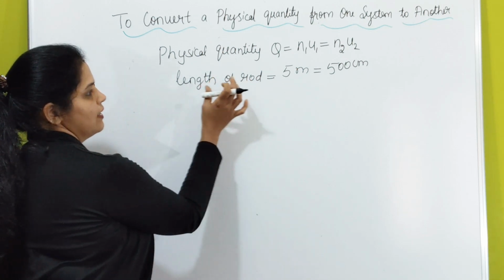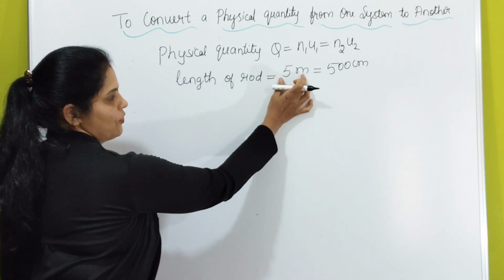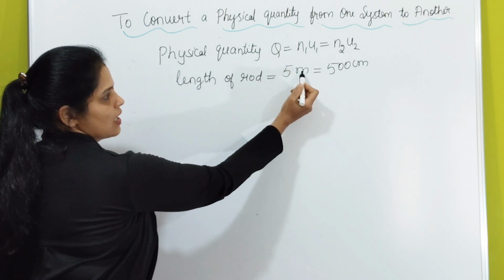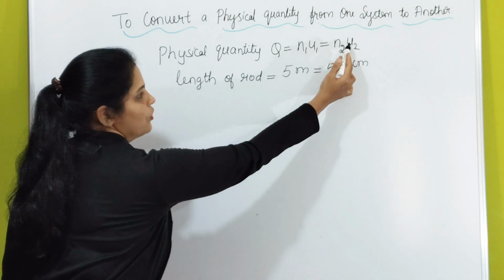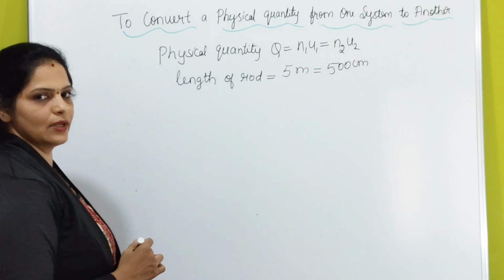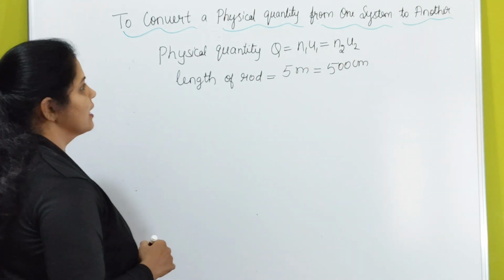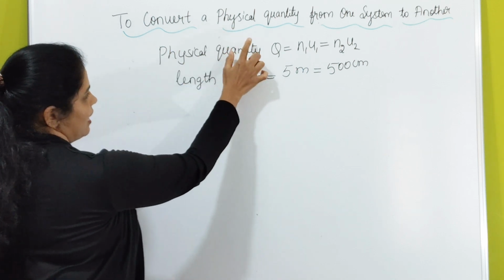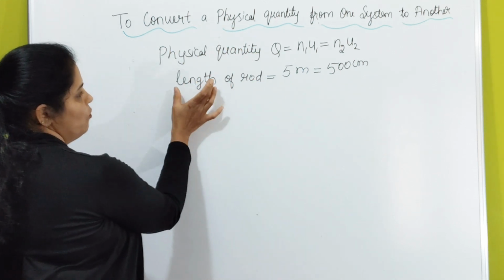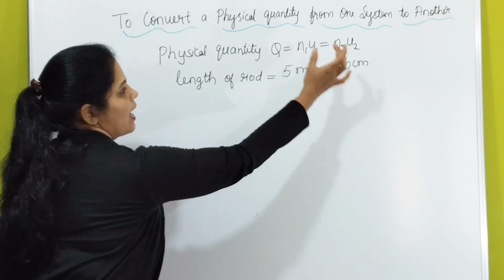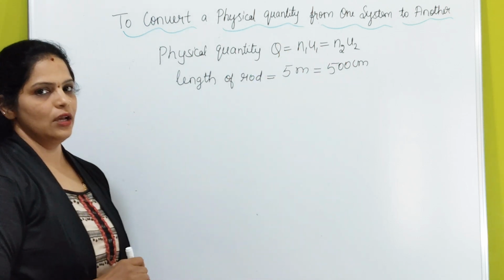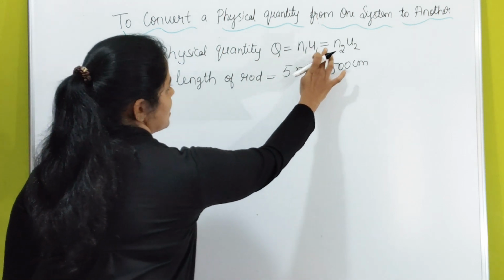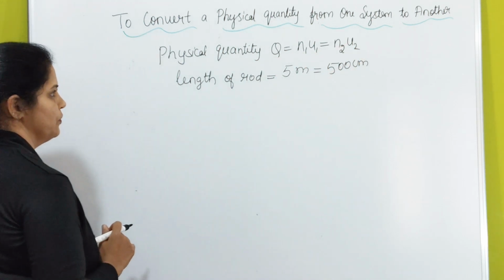Length is a physical quantity which can be written either in SI unit like this, where N1 is 5, U1 is meter, N2 is 500, U2 is centimeter. Right? So like this, we can convert a physical quantity from one system of unit to another system of unit. Okay. So for that we are taking the help of this N1 U1 is equal to N2 U2.